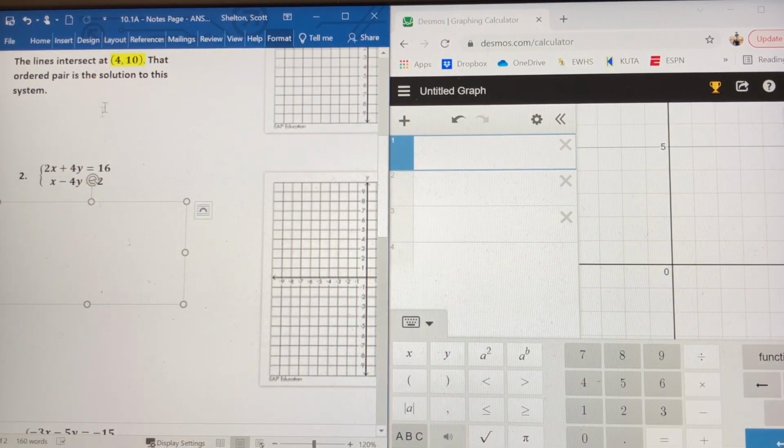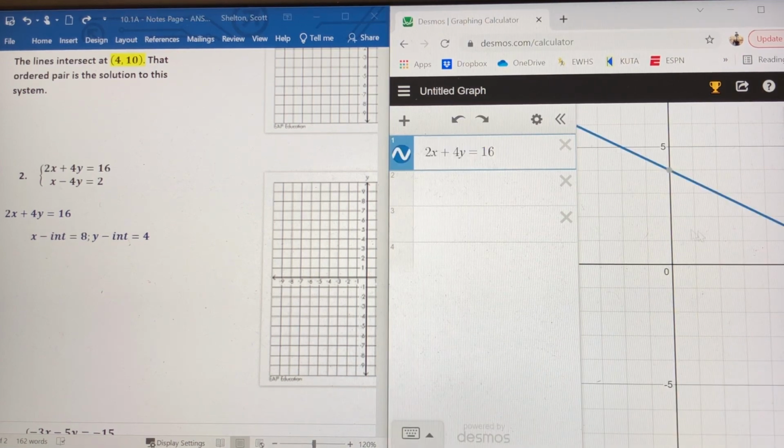All right, with number 2, we've got a couple of equations in standard form. So the quick way to graph these is by finding the intercepts. With the first equation, remember, to find the x-intercept, we plug in 0 for y. So this goes away. 2x equals 16, so my x-intercept is 8. To find the y-intercept, we plug in 0 for x. That goes away, so I'm left with 4y equals 16. So the y-intercept is 4.